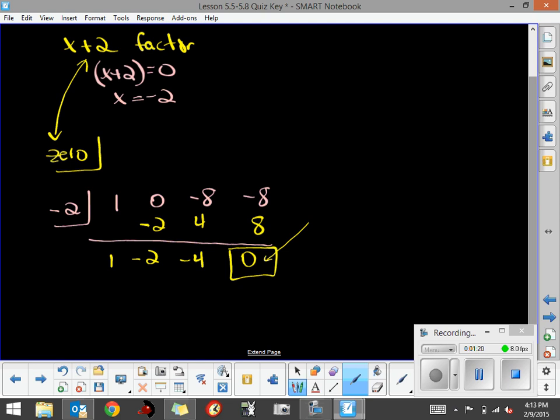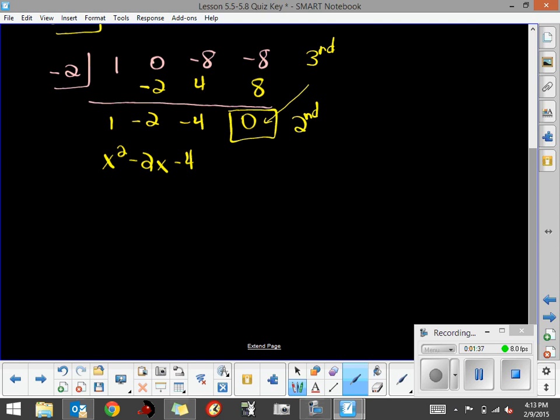Now this started out as a third-degree polynomial, and when we find a factor, then we depress it to a 1-degree lower polynomial. So really what I have is an x squared minus 2x minus 4. That's my new polynomial that I'm trying to solve and find the factors of. Well, if I want to find the factors of this, I simply set it equal to 0, and I've got some choices here. This is a quadratic equation.